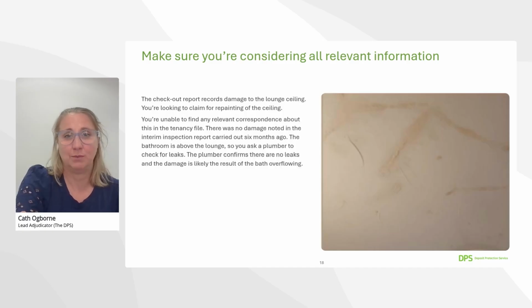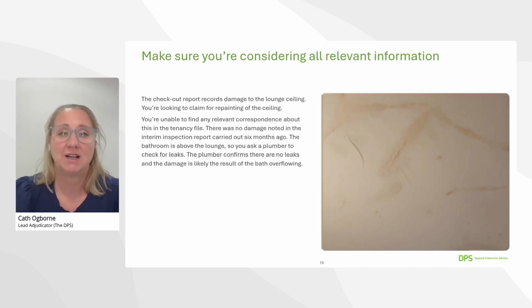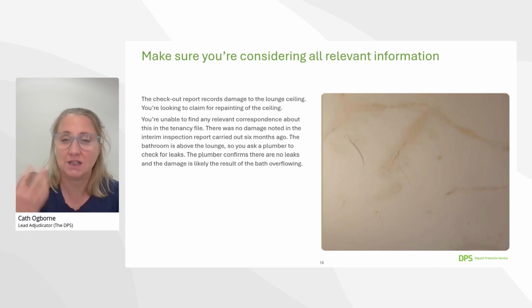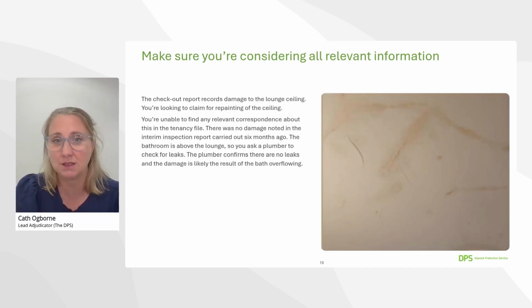But we can contrast that with this scenario, same example. The checkout report recorded damage to the lounge ceiling, and you want to claim for the repainting of the ceiling. And you've gone through all of the case file. Can't find any relevant correspondence in there. No damage noted in the interim inspection report that was only carried out 6 months ago. The bathroom's also above the lounge, so it seems like this water has been coming through the lounge. Doesn't seem like the tenant's reported anything. So this seems to me like the tenant's done something wrong here. Even if it is a repair that would fall to the landlord, it seems that they haven't reported this to us, and this may have resulted in extra damage.